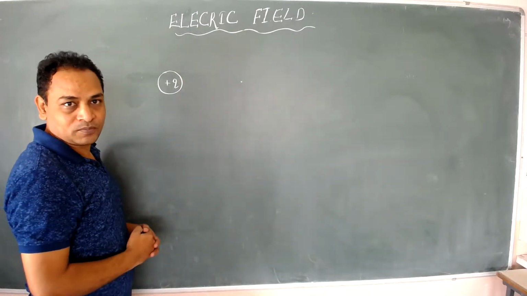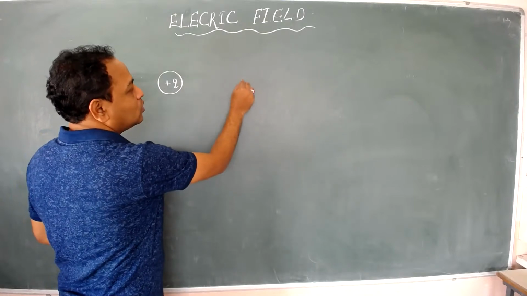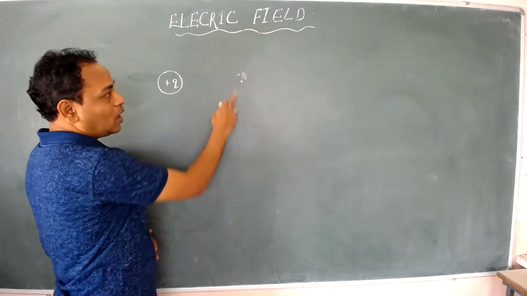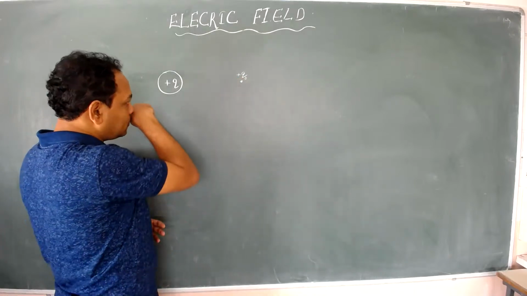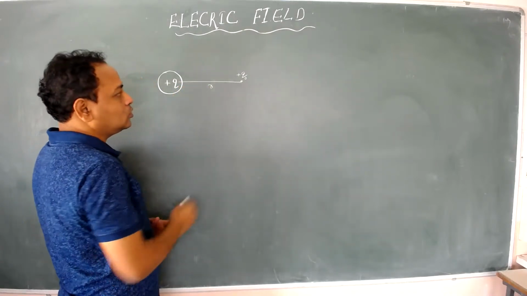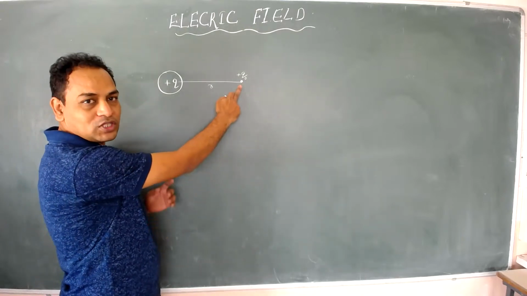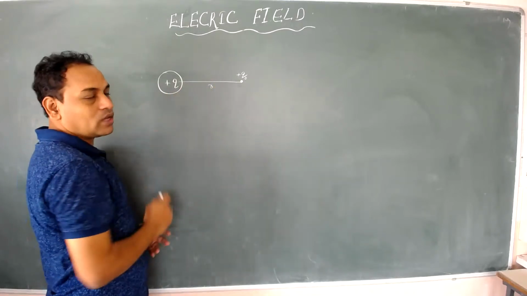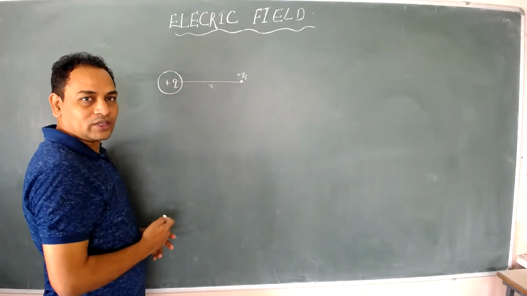So how to define this? To define this, at a particular point, I have to assume a unit positive test charge. Suppose I am assuming a unit positive test charge at this point. Say this is the distance r. Whatever force is experienced by this unit positive charge due to this bigger charge, that force acting on that charge is called its electric field strength at that point.